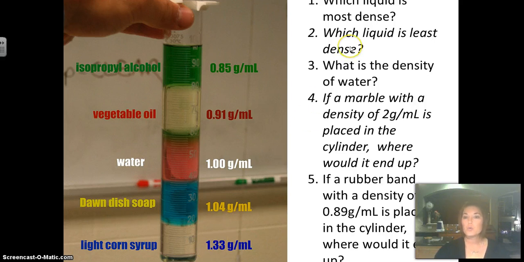Question 2, which liquid is least dense? Well, the least dense liquid is going to be the one on the top, the one that's floating above all others, and that's the isopropyl alcohol with a density of 0.85 grams per milliliter.